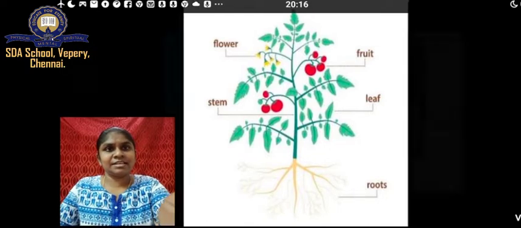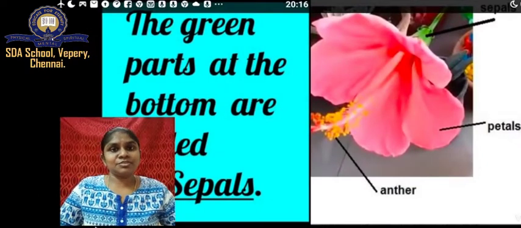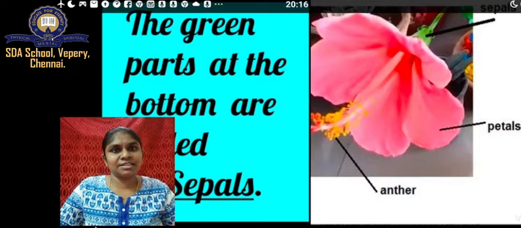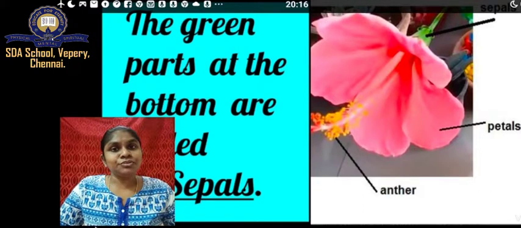And next, we learned parts of the flower. The green parts at the bottom are called sepals. This much only you have in second standard. As you go to third and fourth standard, you will be learning other parts of the flowers also. Now you must know about the green part which is under the flower, that is called sepal.